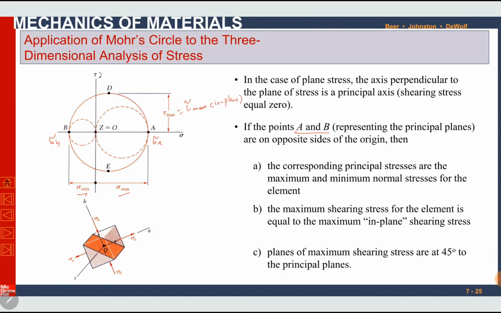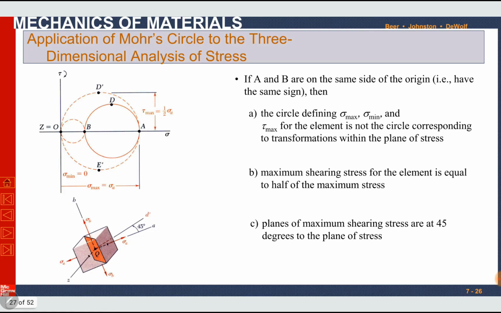Tau maximum in this case is tau maximum in plane, and it is equal to sigma A minus sigma B divided by 2, the radius of the outer circle. If you are asked to find tau maximum, you can simply find tau maximum in plane. If you are asked to find tau maximum out of plane, it is specific. There are two out of plane circles, this one and this one. The greater circle has greater radius, so this will be tau maximum out of plane, if it is asked.